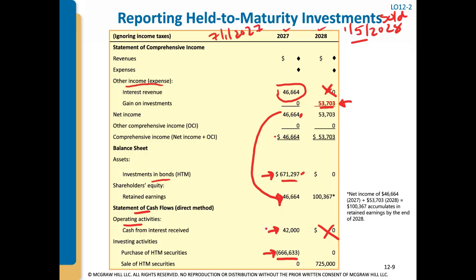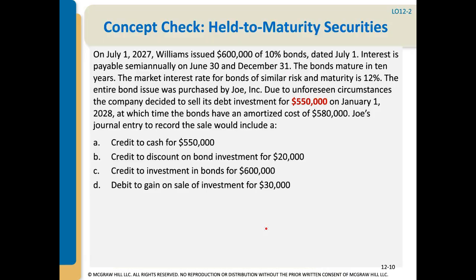And that would actually go down and get added to the retained earnings. So you take your retained earnings, the 46,000 from the prior year, plus the 53,703, and you get retained earnings of 100,367. And also you sold those securities, and so that would be a cash inflow of 725,000, and you would report that on your statement of cash flow under the investing activities.